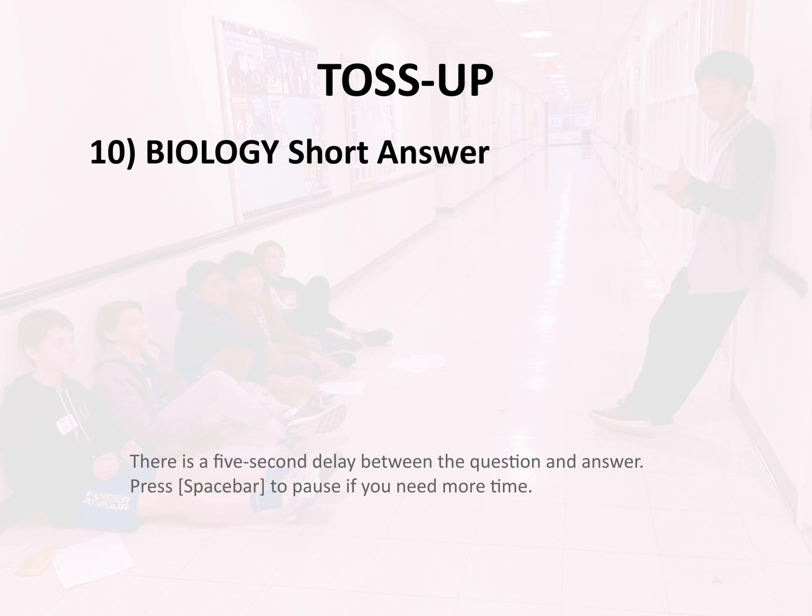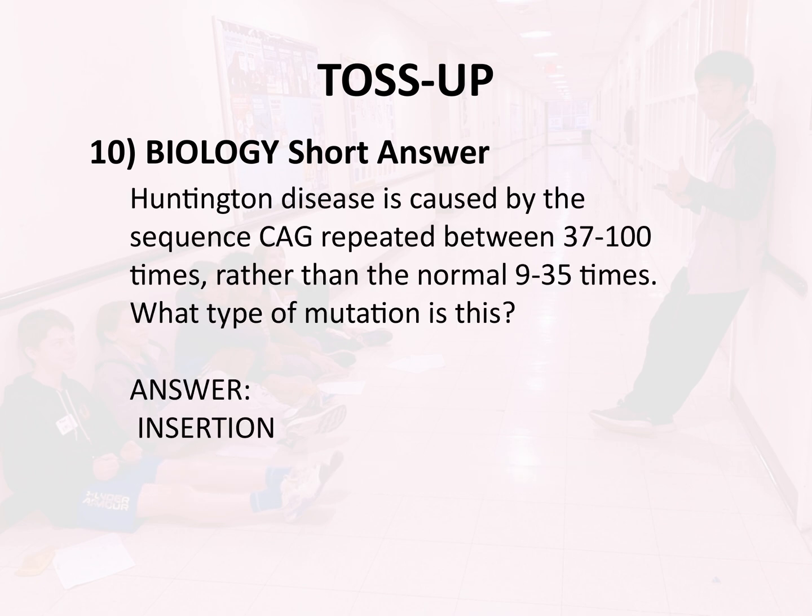Toss-up 10. Biology. Short answer. Huntington disease is caused by the sequence CAG repeated between 37 and 100 times, rather than the normal 9 to 35 times. What type of mutation is this? Answer. Insertion.